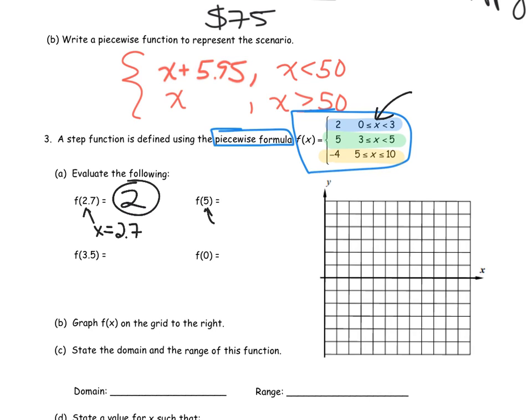Now here I have f of 5, so now x equals 5. So we are going to fall within this interval because 5 is less than or equal to 5. So my answer here is -4.